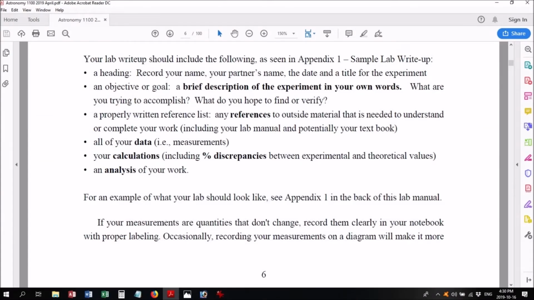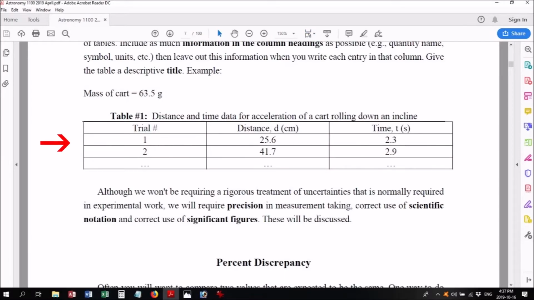Now, when you have repeated or related trials, you probably want to record your data in a data table. So here's the example, and as you can see, it's got a nice informative title, and all of the information that we would have written down for a single item of data is now written down in the table heading. So they label the measurement in words, they put down the symbol, and the units.